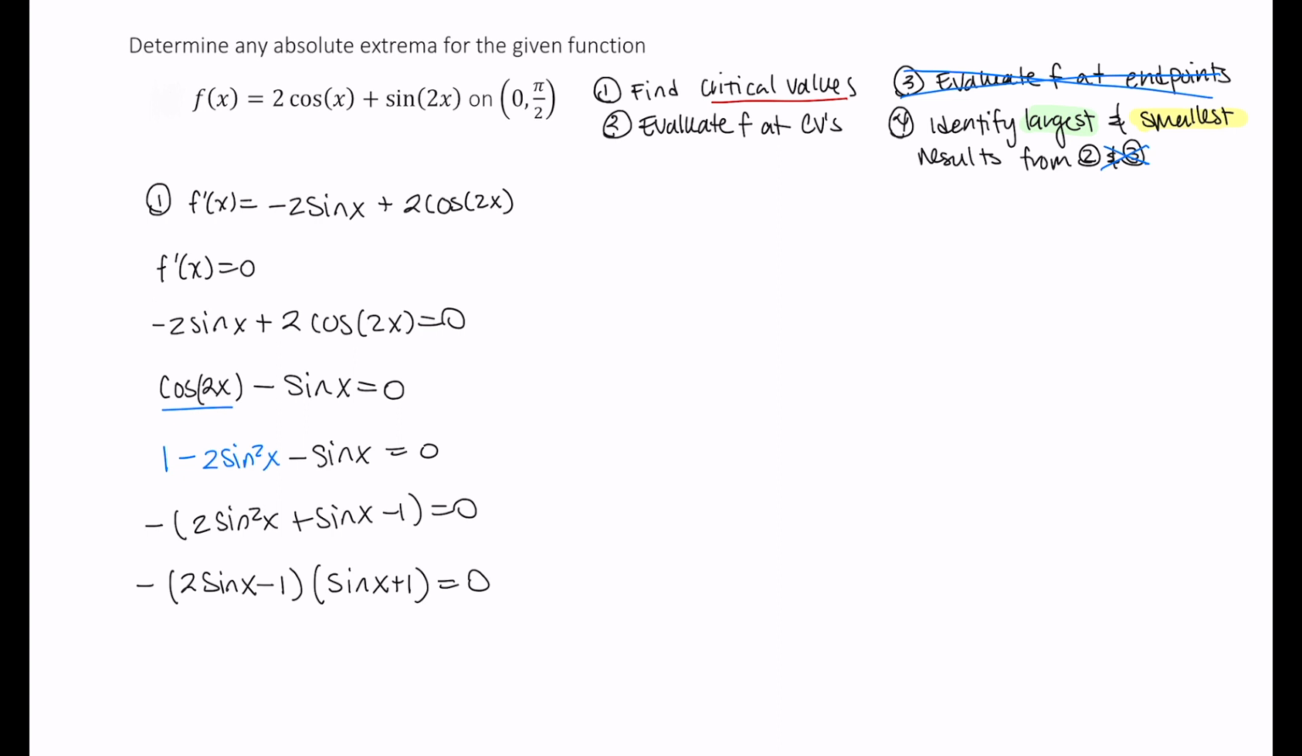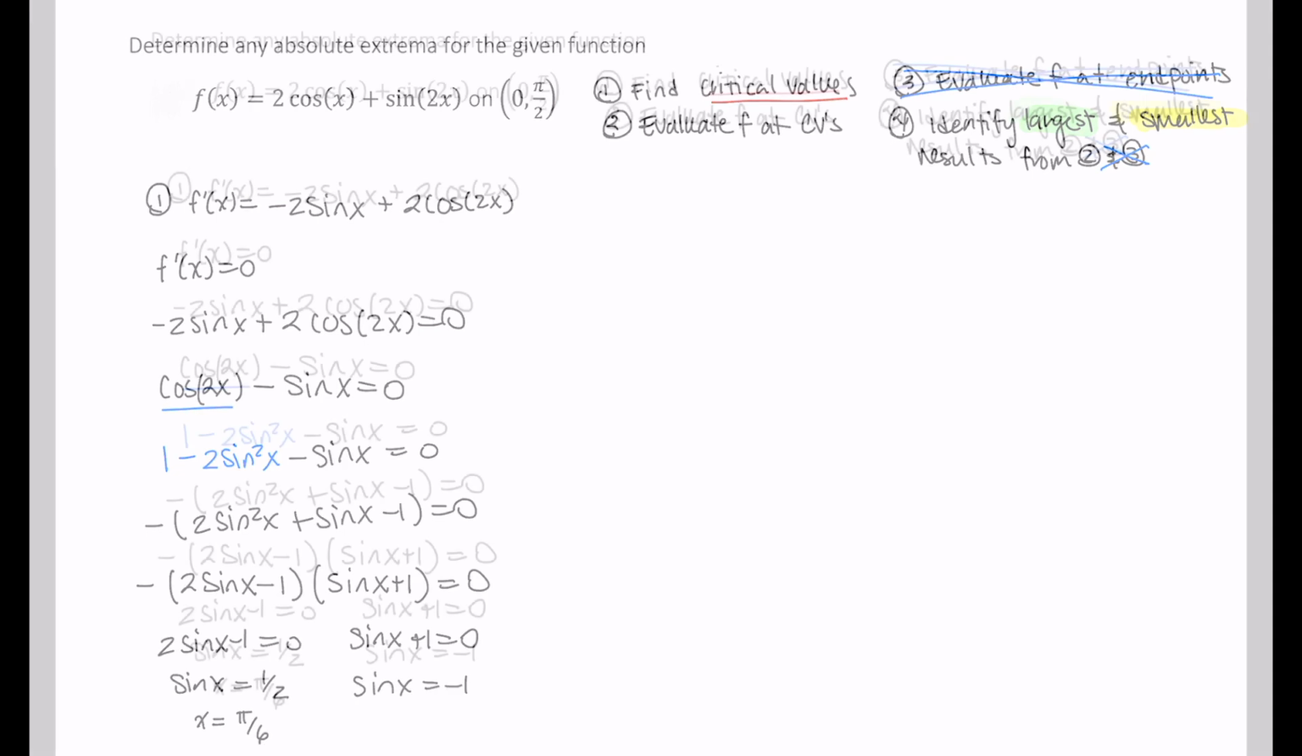Okay, so what are my critical values now? So 2 sine x minus 1 equals 0, and sine x plus 1 equals 0. From this one, I end up with sine x equals 1/2. So x is equal to pi over 6. And for this one, I have sine x equals negative 1.